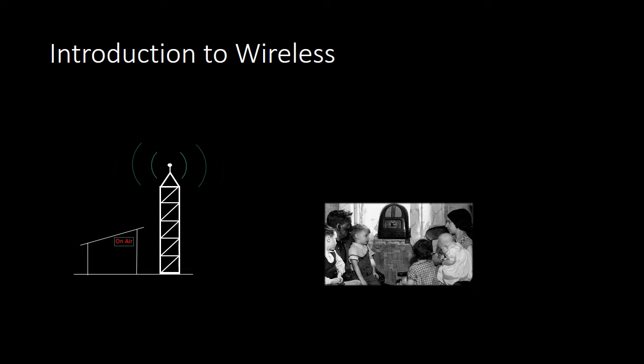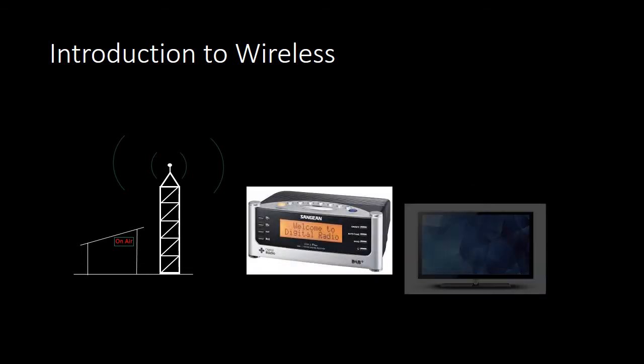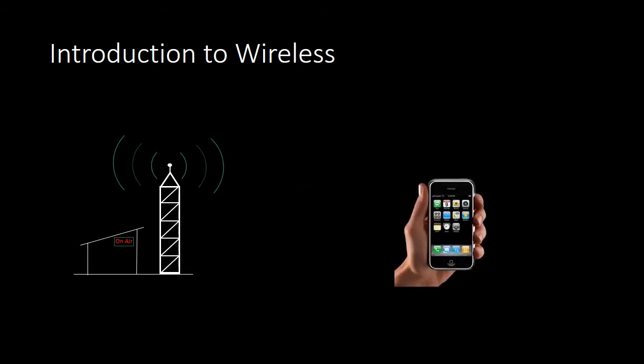receivers in people's homes. When a new way was found to send pictures and audio, this was called television. Today, the same wireless technology is used in all kinds of communications, from digital radio and television, mobile phones, and wireless Ethernet.